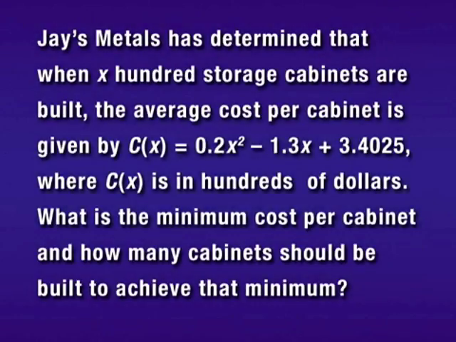Jay's Metals has determined that when x hundred storage cabinets are built, the average cost per cabinet is given by C of x equals 0.2x squared minus 1.3x plus 3.4025, where C of x is in hundreds of dollars. What is the minimum cost per cabinet, and how many cabinets should be built to achieve that minimum?